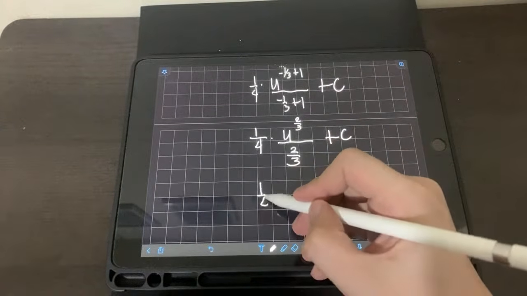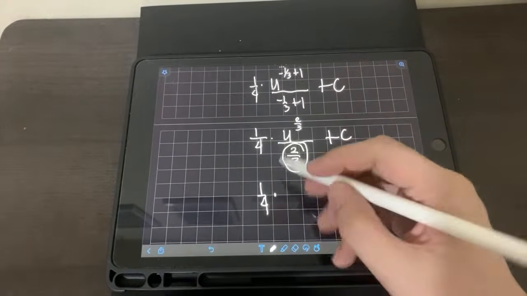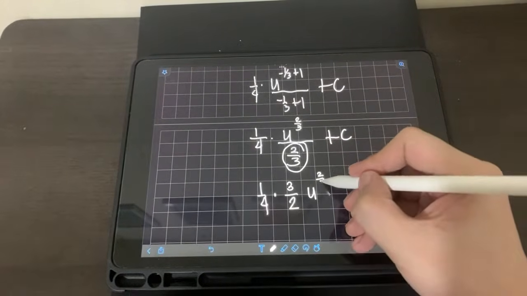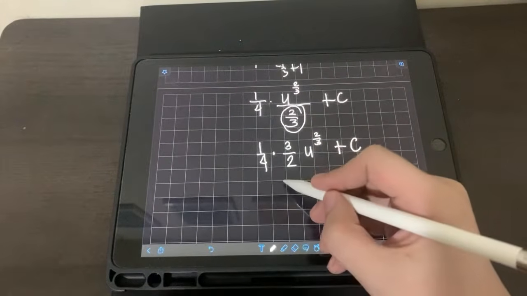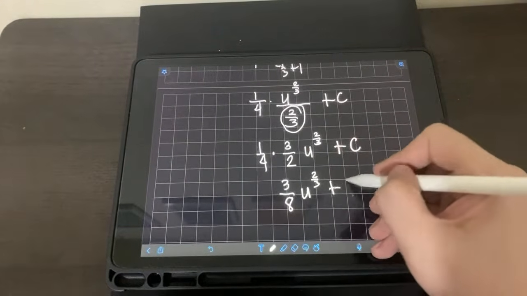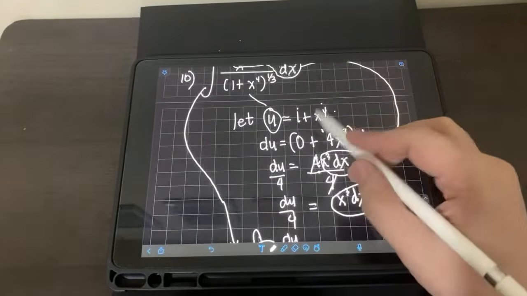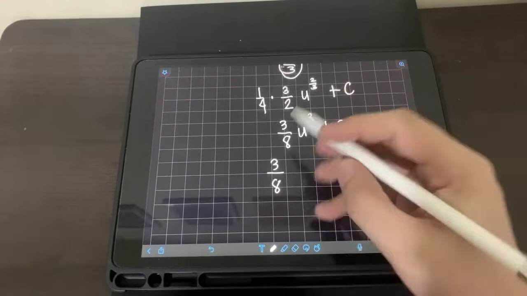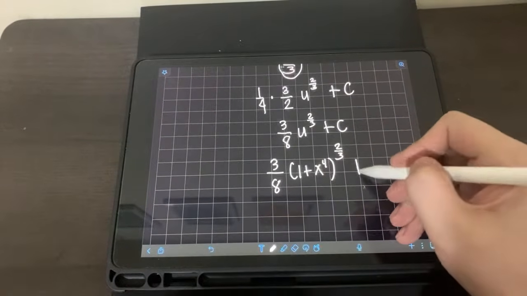So, you have 1/4 times, for this 2/3, you must get the reciprocal and multiply it by 1/4. So, 1/4 times 3/2, u to the 2/3, plus c. And then, multiply 1/4 times 3/2, which is 3/8, right? u to the 2/3 plus c. And then, transform this u back in terms of x. What is our substitution? 1 plus x to the 4th. Okay, so finally, we have 3/8 times 1 plus x to the 4th raised to 2/3, plus c.